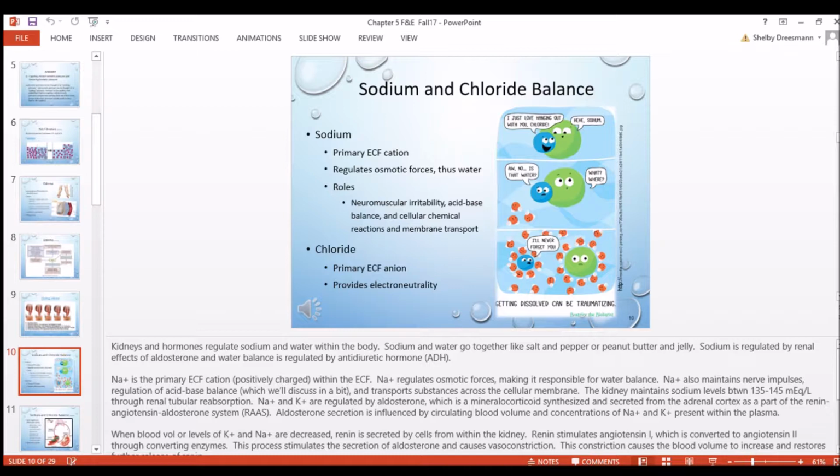The RAS system, renin-angiotensin-aldosterone, is part of the system where aldosterone comes from. Aldosterone secretion is influenced by circulating blood volume and concentrations of sodium and potassium.